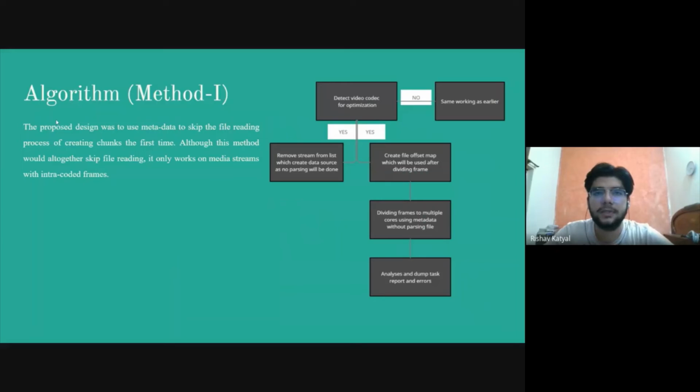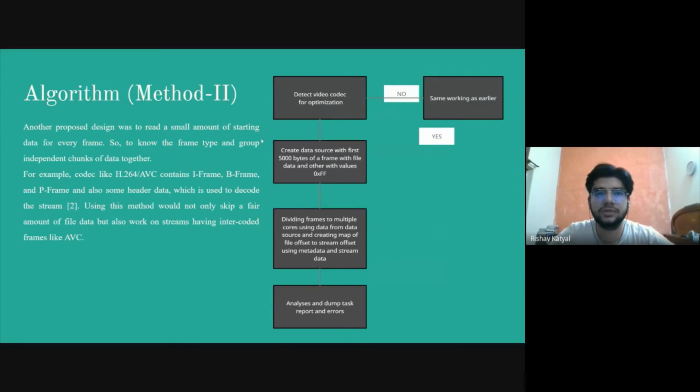So me and my team came up with two approaches. Firstly, for intra-coded streams. By intra-coded streams, I mean that every frame of the stream is independent of another frame in that stream. In this case, for example, containers like MP4 and MOV contain metadata, which contains sample sizes and sample offsets. So we can easily use them and make an independent chunk of data for every core.